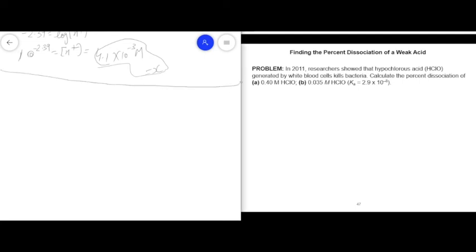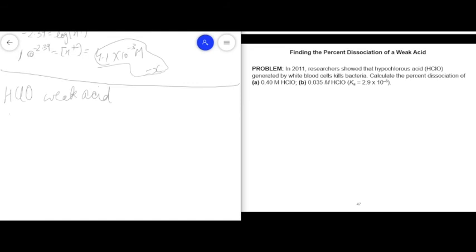So the question says, in 2011, researchers showed that hypochlorous acid generated by white blood cells kills bacteria. Calculate the percent dissociation of A, 0.4 molar hypochlorous acid, and B, 0.03 molar hypochlorous acid, and Ka for the acid is given to us. First thing, we should write down what's given to us. So we're talking about hypochlorous acid, and based off of this acid, we know this is not part of the 6 strong acids that we have memorized, so we know for sure this is a weak acid. Another evidence that this is a weak acid is provided in the question, where it gives you the Ka value. So if Ka is given, that essentially means this is a weak acid.